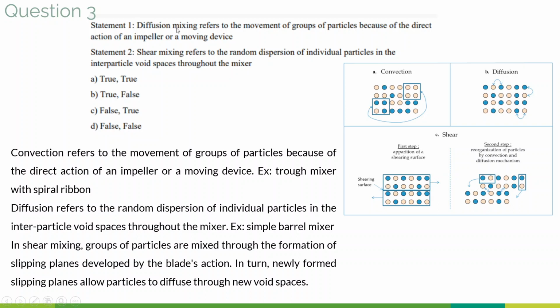So when it comes to statement 1, when you have a movement of a group of particles, you are referring to convection mixing and not diffusion mixing. So statement 1 is false. And in statement 2, you are looking at individual particles being mixed in the interparticle void spaces. That becomes diffusion mixing, and hence statement 2 is also false. So the answer to this question is option D.